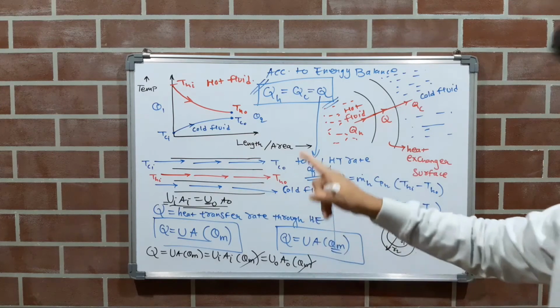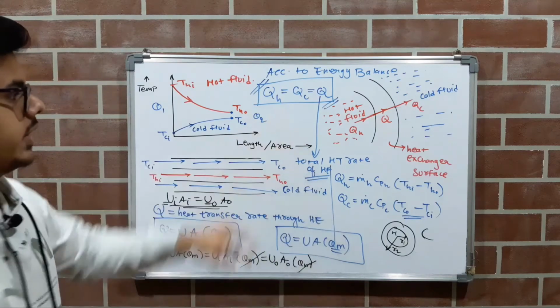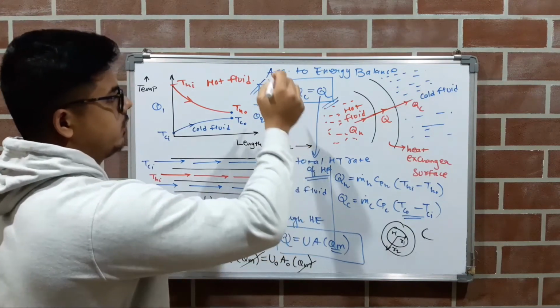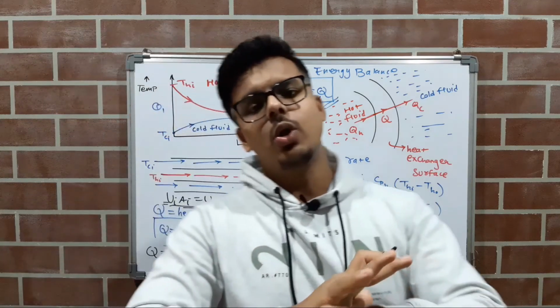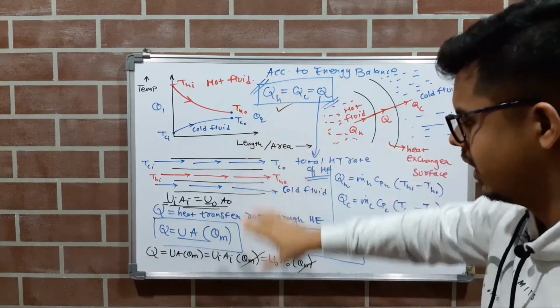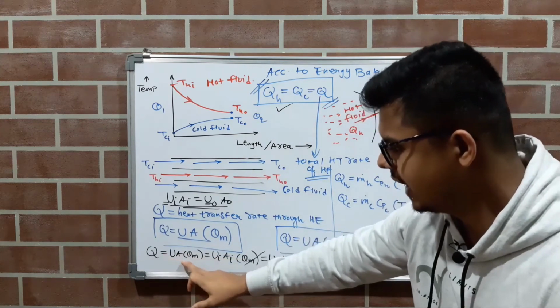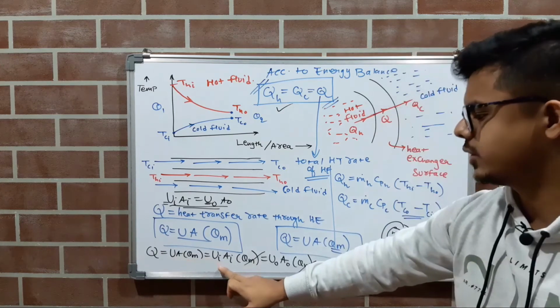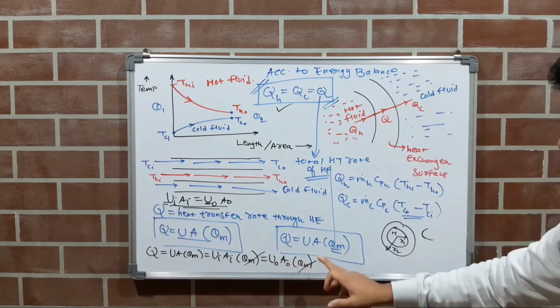I had shown this for parallel flow, but for counter flow also this equation is the same, provided that there is no loss of energy. This equation will remain the same, and this also will remain the same. That is, Q is equal to UA into theta m, which is also equal to UI into AI into theta m, which is also equal to UO into AO into theta m.